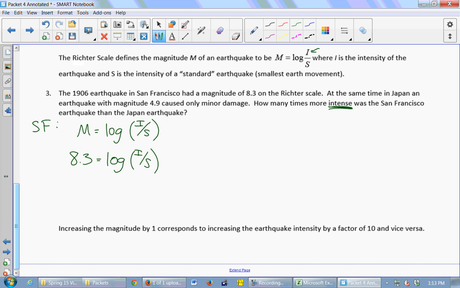Okay, I would like to solve this equation for I. Anybody remember from the day we learned how to solve log equations? What do I do? I want to get rid of the log, right? As opposed to moving it around. How could I get rid of it?